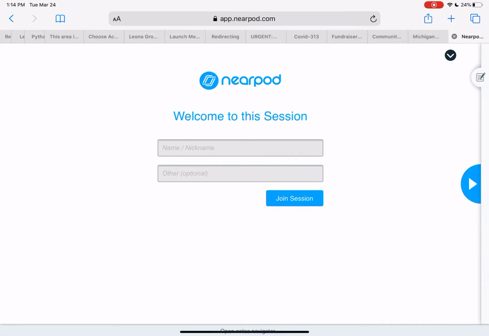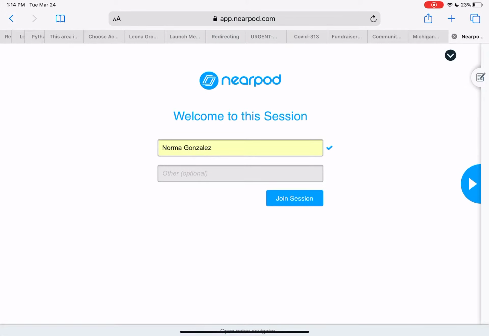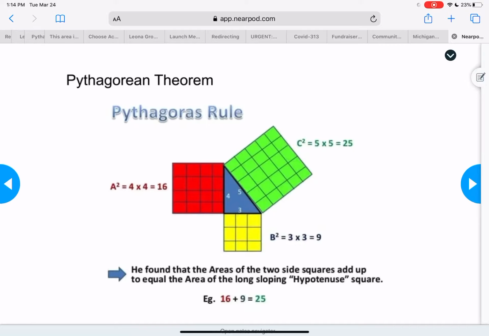So this is the Nearpod lesson. I just wanted to make sure that you guys understand how to do it. Please make sure that you're putting your name on there. And read over this. These are your notes for Pythagorean theorem.